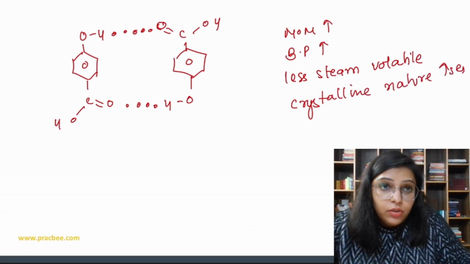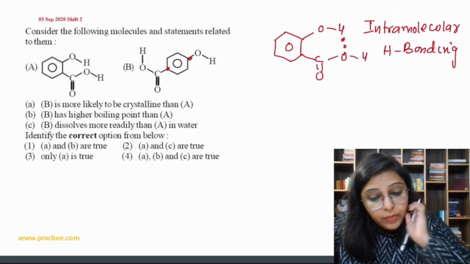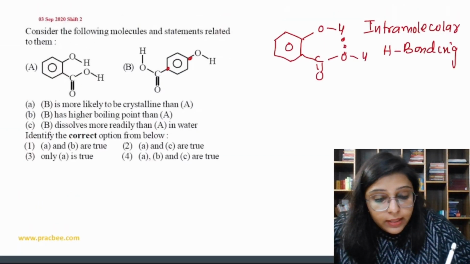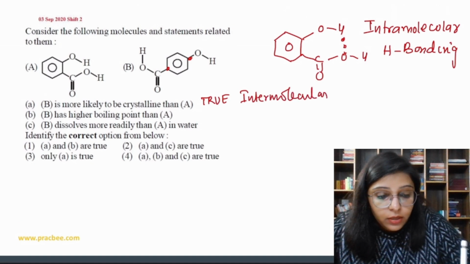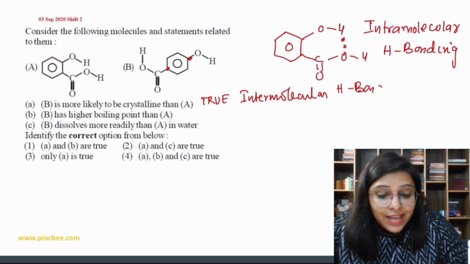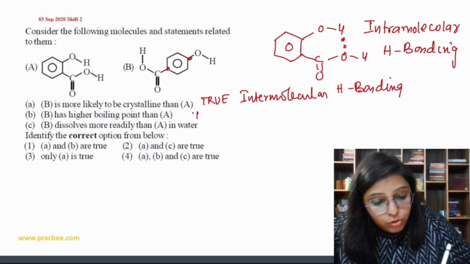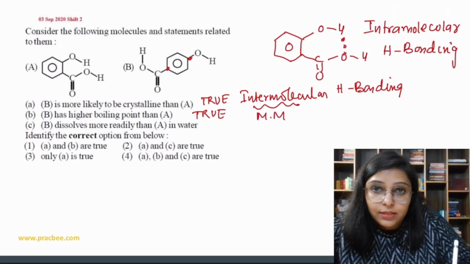Okay? So now let's read the statements. Statement 1: B is more likely to be crystalline than A. True, because we have intermolecular hydrogen bonding. Next, B has higher boiling point than A. Yes, true. Why? Because due to intermolecular hydrogen bonding, molar mass increases.